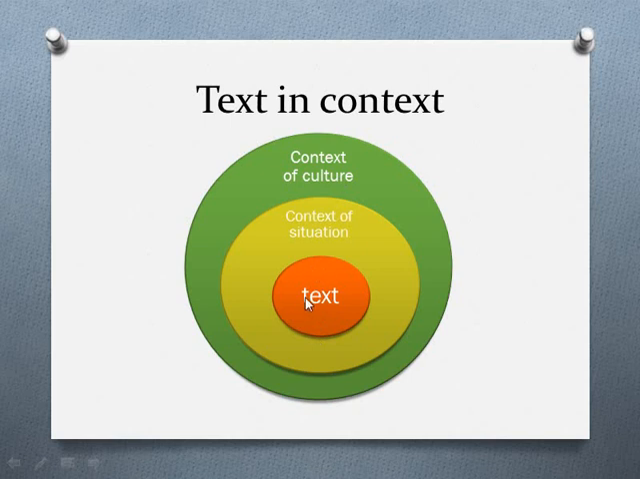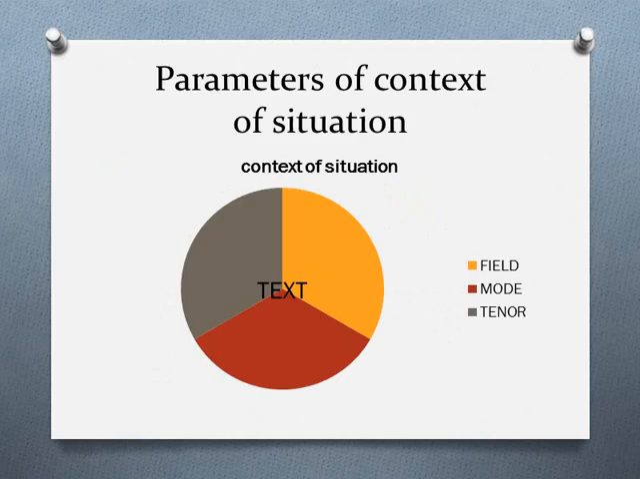Okay, now let's move to text. Text is divided into three parts. It has field and tenor and mode. Okay, it should be tenor first, but because it's alphabetical, mode comes first.